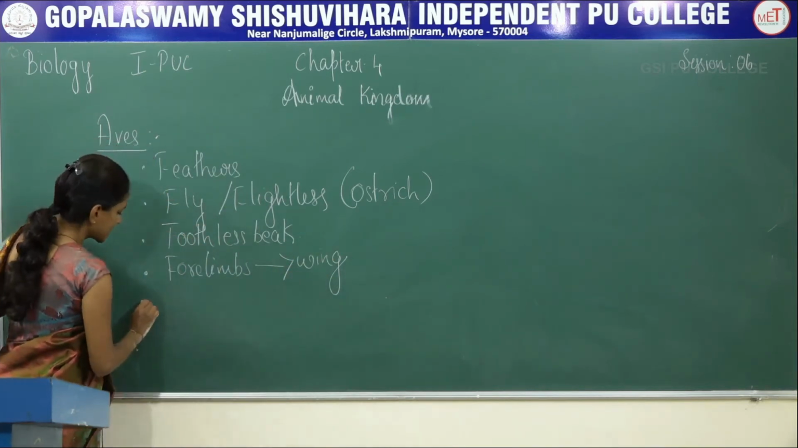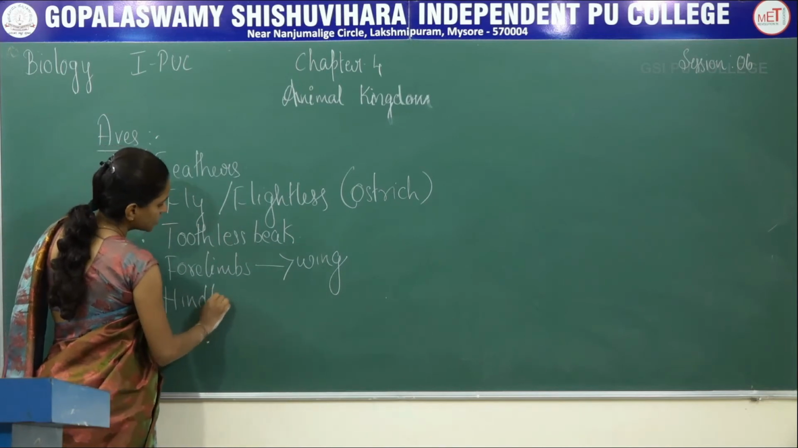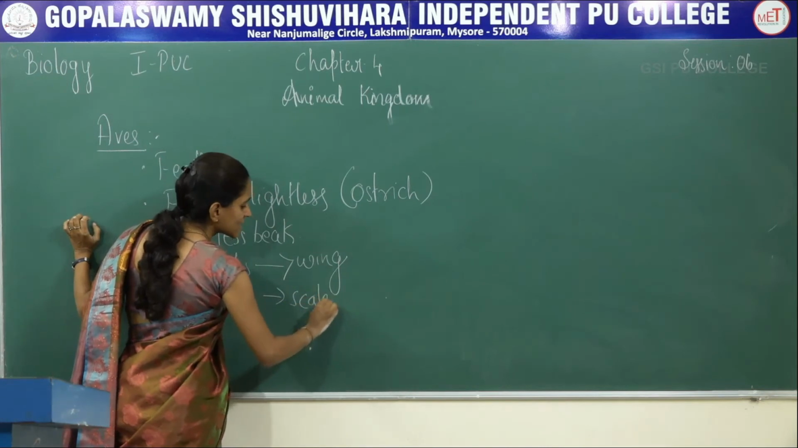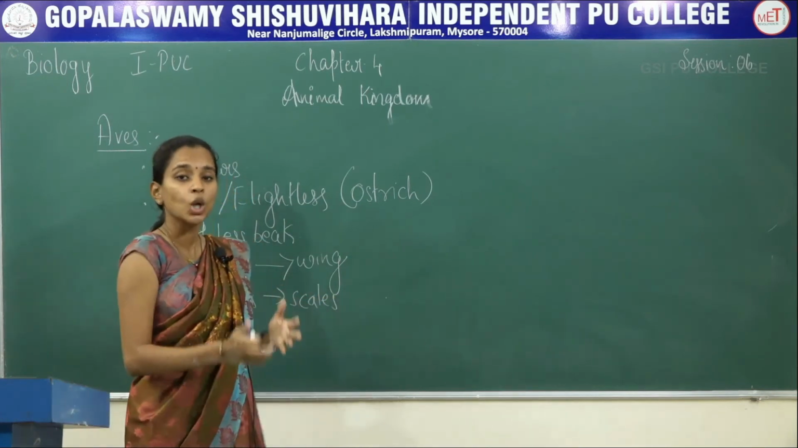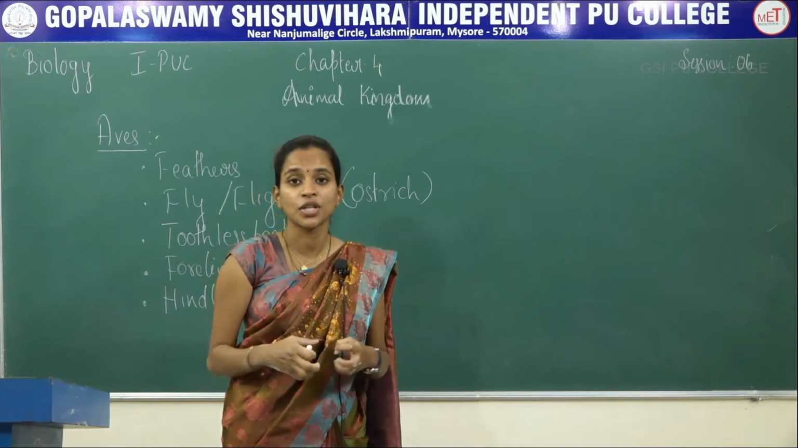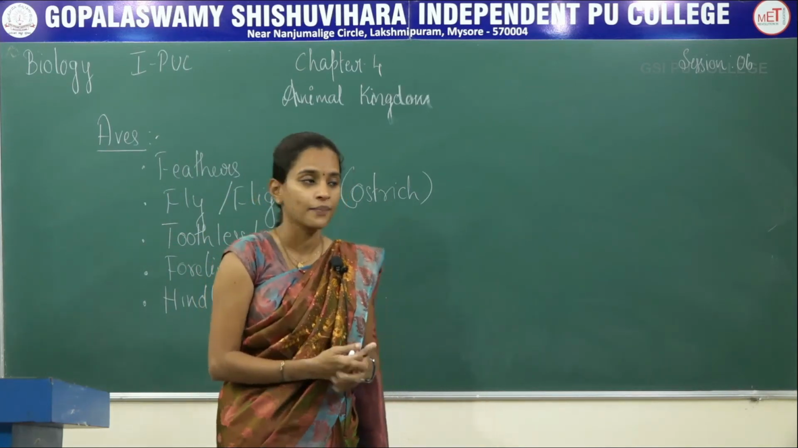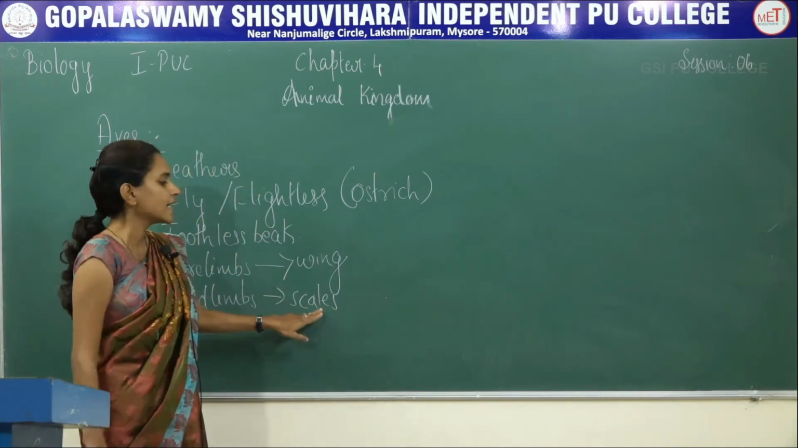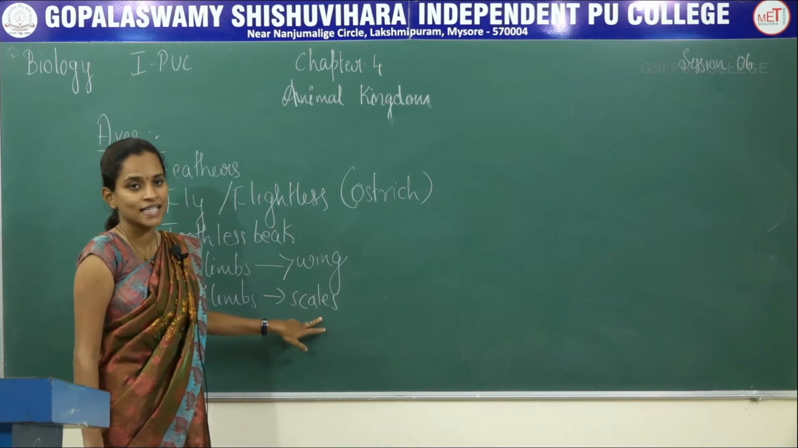Next character is they have hind limbs which are covered with scales which help them in locomotion. The locomotion will be either moving, pecking, capturing of food as well as swimming. So these have hind limbs which are not covered with any feathers, instead they are covered with scales.